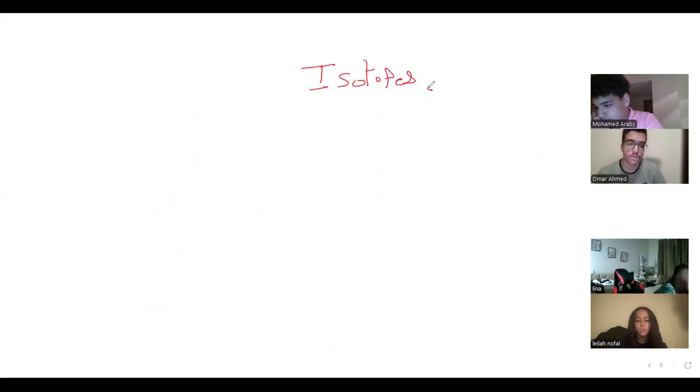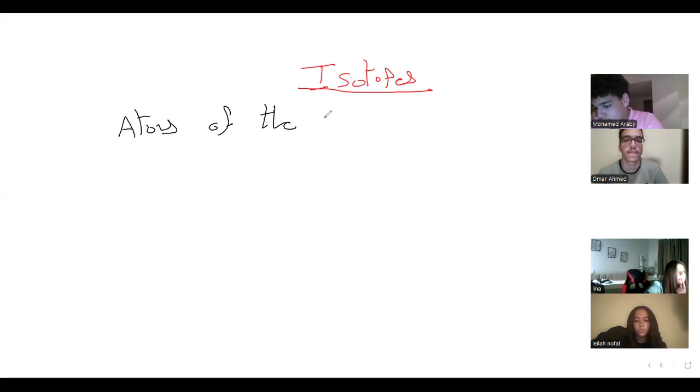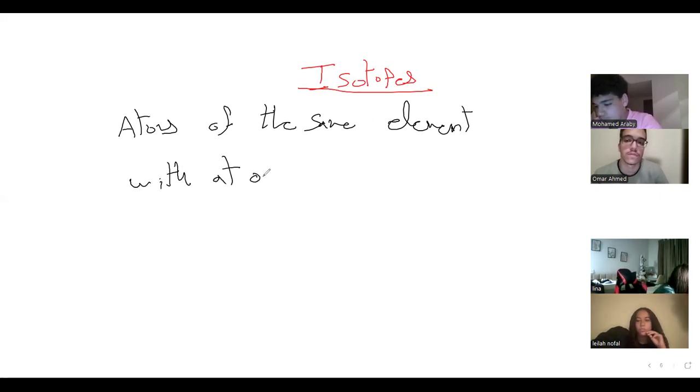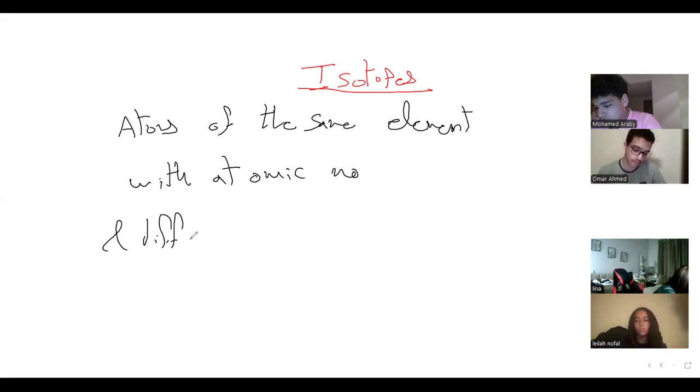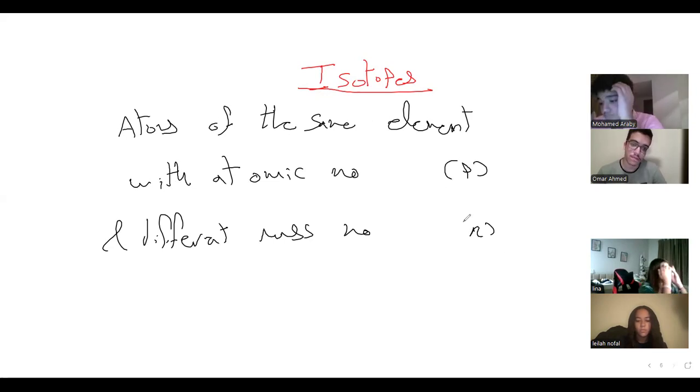After that, isotopes. What's meant by isotopes? Atoms of the same element, and we must say same element, with same number of protons and different number of neutrons, or with same atomic number and different mass number.